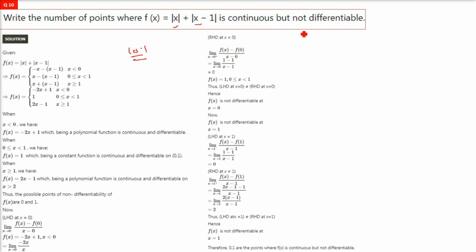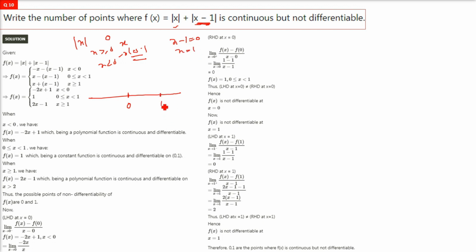But I will give you a hint. Those who want to do it themselves, I'll give you a hint. First of all, mod x. When it is 0, we always check where the function is going to be 0. It is x when x is greater than or equal to 0, negative x when x is less than 0. What is mod x minus 1? When x minus 1 is equal to 0, x is equal to 1.